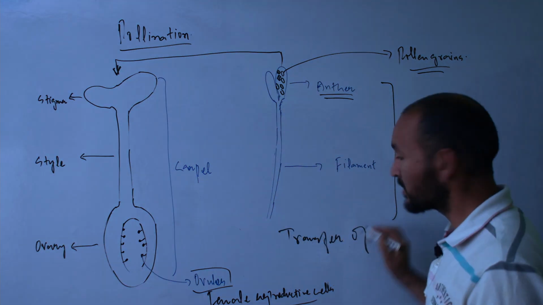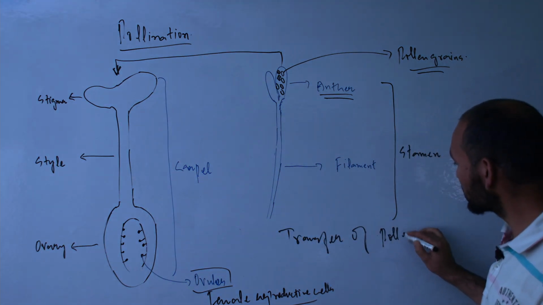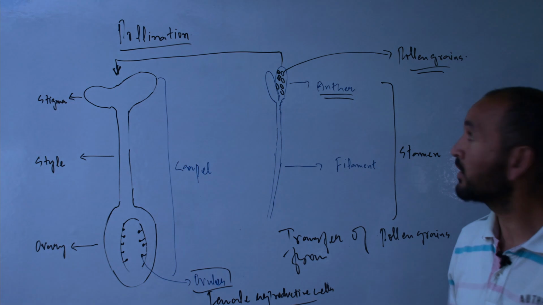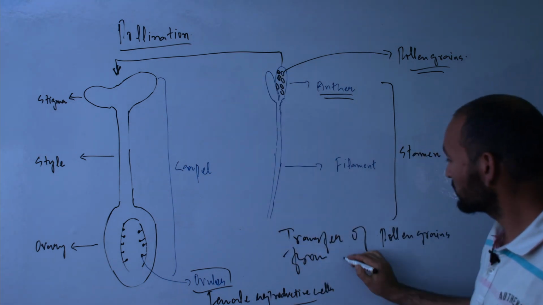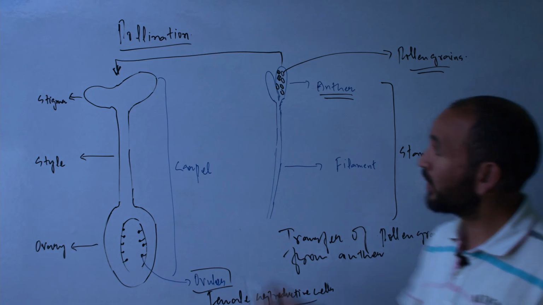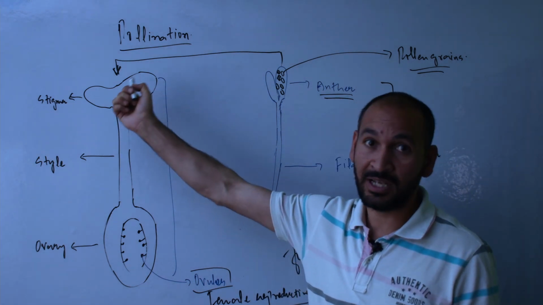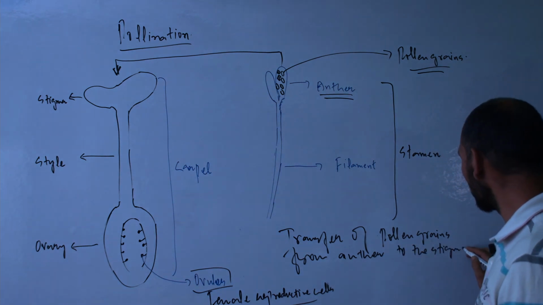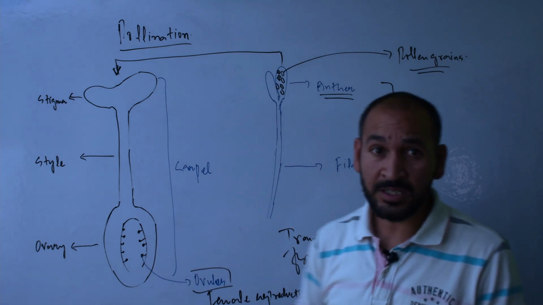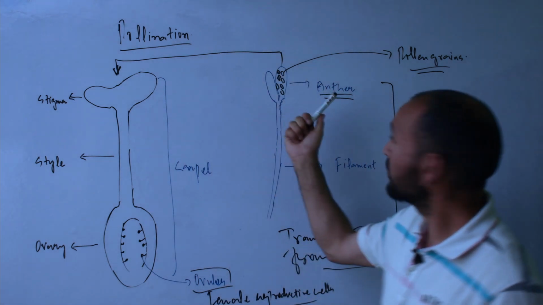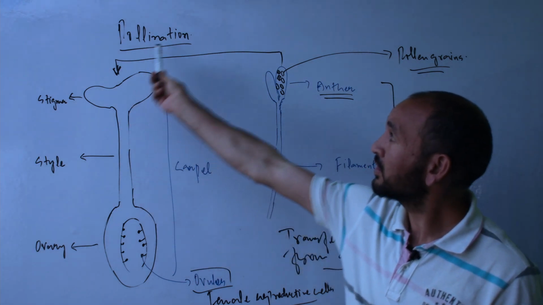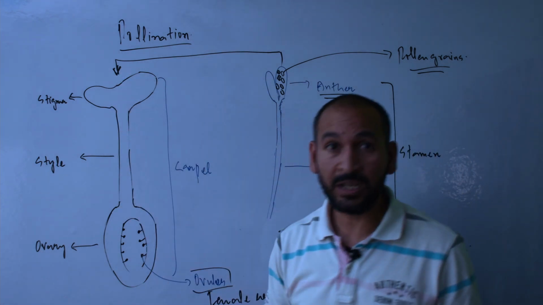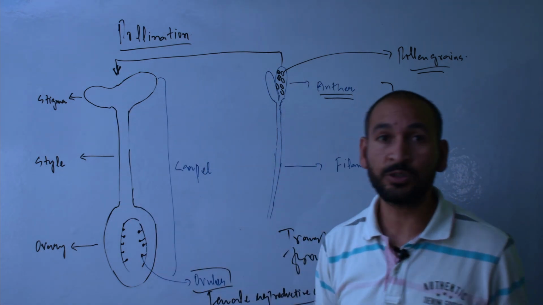So pollination is the transfer of pollen grains from anther, and where do they go? They go to the stigma. They land on the stigma. This transfer of pollen grains from anther to the stigma, this is what we understand by pollination. So pollination is prerequisite for fertilization to take place.